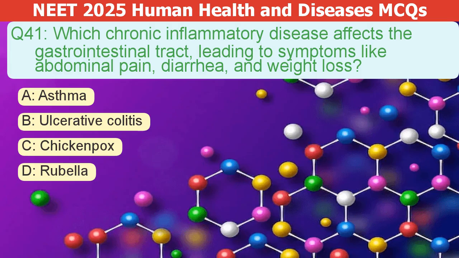Which chronic inflammatory disease affects the gastrointestinal tract, leading to symptoms like abdominal pain, diarrhea, and weight loss? A. Asthma. B. Ulcerative colitis. C. Chickenpox. D. Rubella.